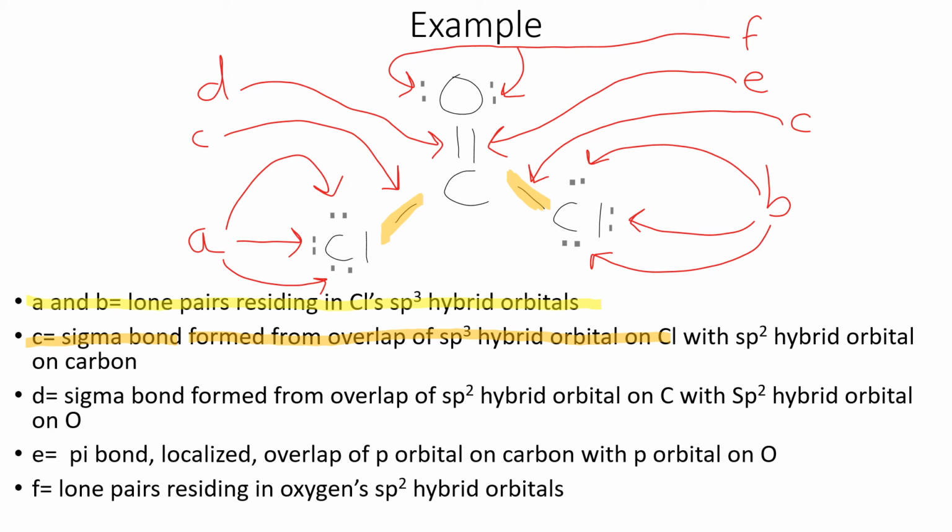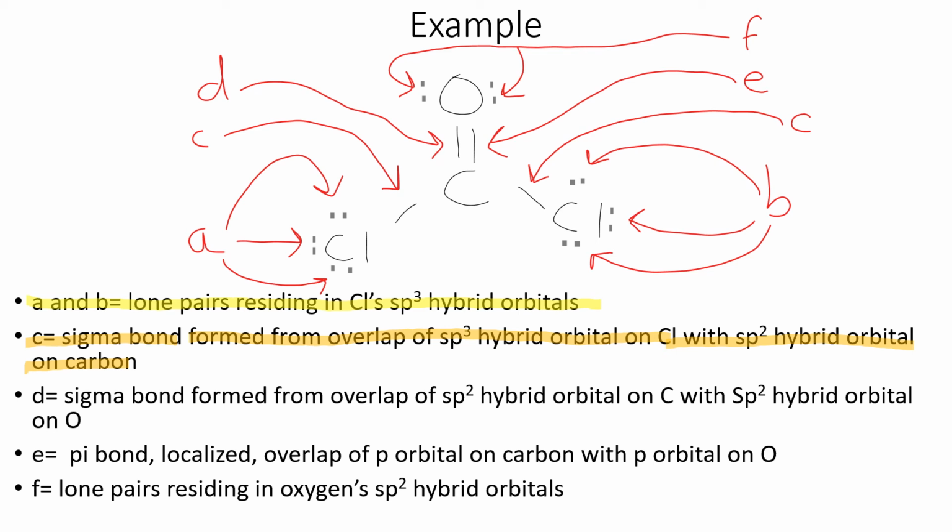So we would say that the sigma bond between the chlorine and the carbon is the result of the overlap of the sp3 hybrid orbitals on chlorine with an sp2 hybrid orbital on carbon. And that's how we would explain that bond, those electrons, in as much detail as possible. So now we're looking at describing the bonding between the carbon and the oxygen, so D and E.